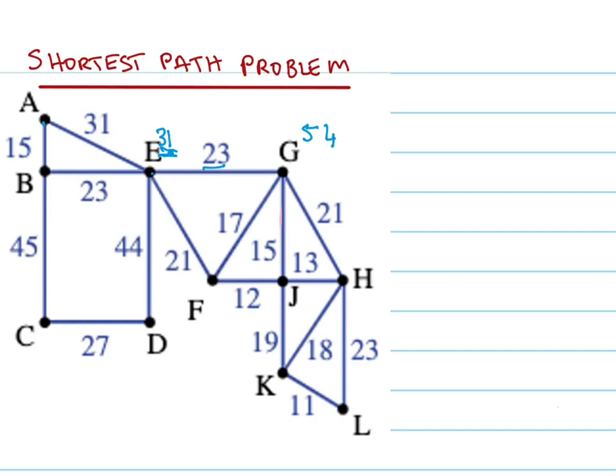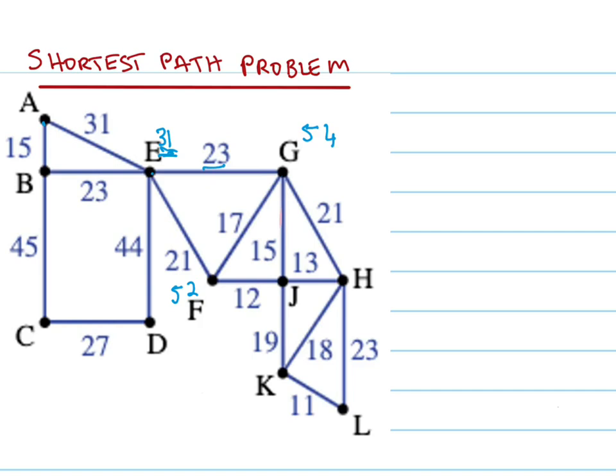But I might want to go through town F on my way to L, so let's just record the go there. So E to F is 21 k's, so 31 plus 21 is 52 kilometres. Of course, I could get to F via this way, but that would be crazy. That would be 54 plus 17, way more than 52.